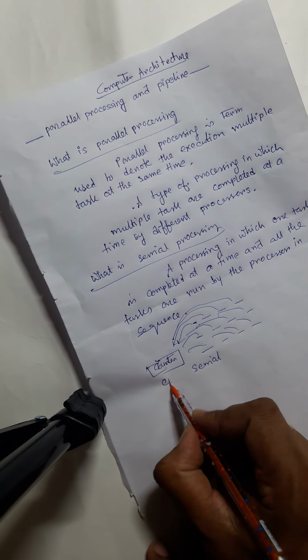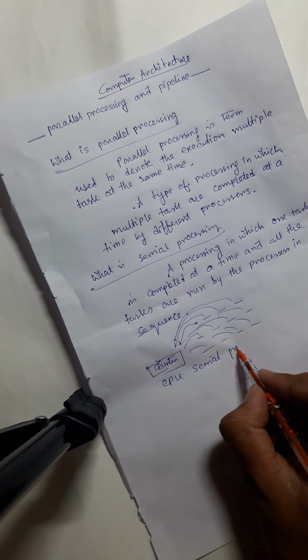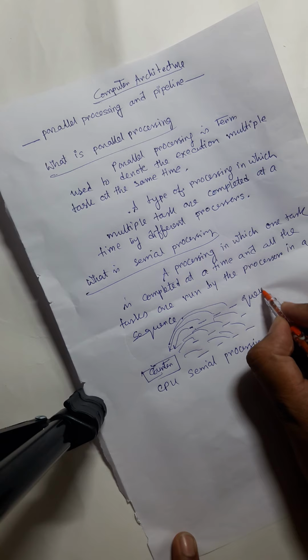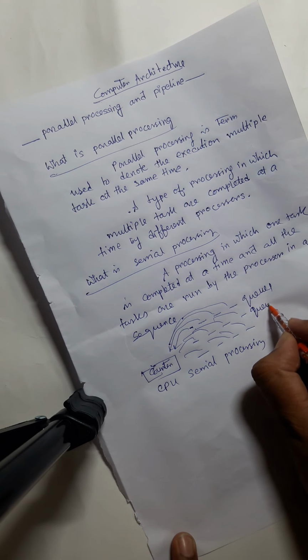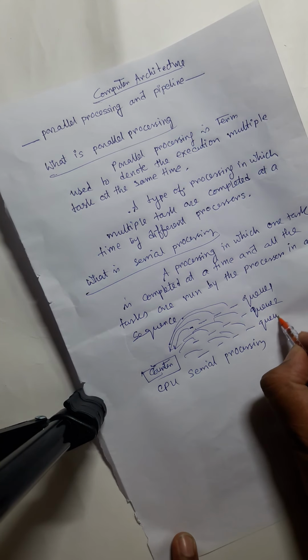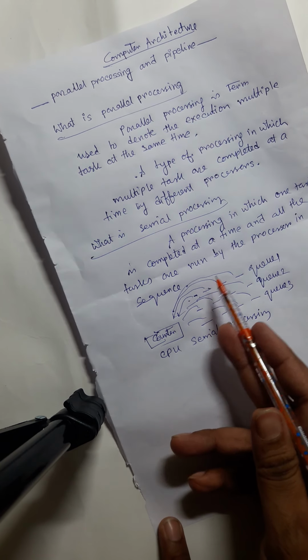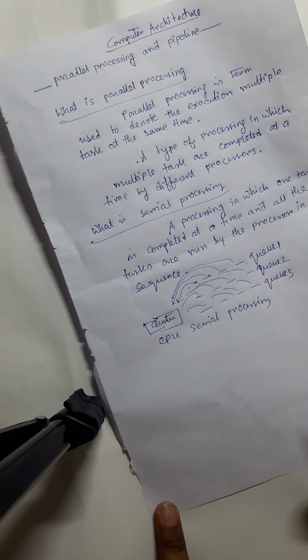There is only one CPU. Serial processing means one processor, there are many queues, Q1, Q2, Q3 and many more, but they are executed one after another. One is completed, then the next one, then the next one, and so on.